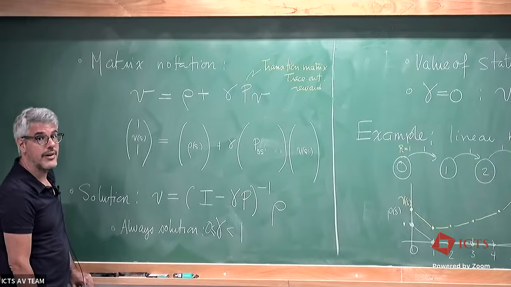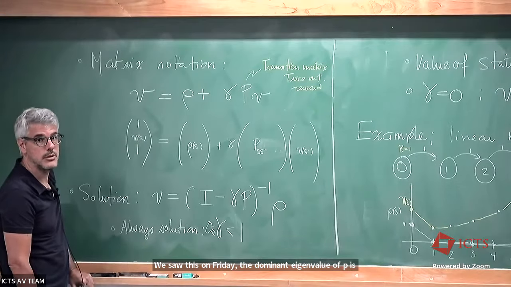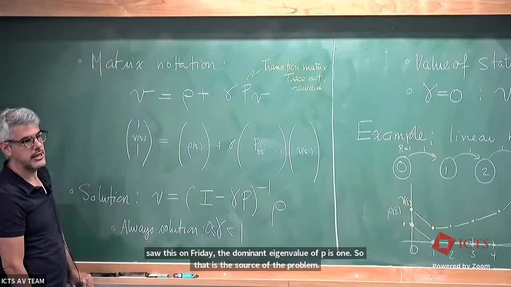The dominant eigenvalue of P is 1. We saw this on Friday. That is the source of the problem. But as long as gamma is less than 1, then you're okay, exactly.